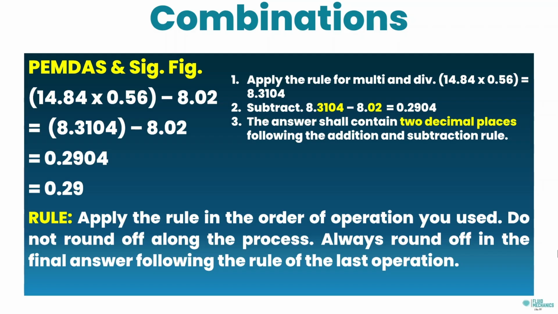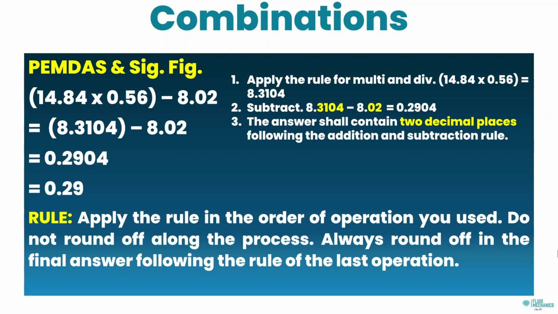Then subtract it with 8.02. So the answer is 0.2904. And after that, the final answer shall contain two decimal places following the addition and subtraction rule. The rule is to apply the rule in the order of operation you use. Do not round off along the process. Always round off in the final answer following the rule of the last operation. Short way of saying, for combinations, you have to apply the rule for the last operation.